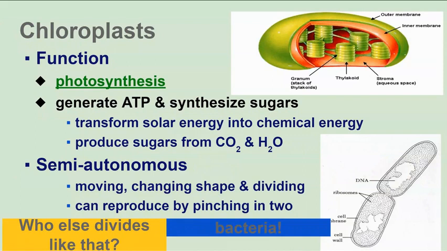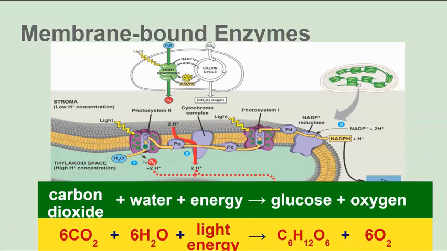Chloroplasts are also semi-autonomous, so they can move, they can change their shape, and they can divide independently. And just like mitochondria and bacteria, they can reproduce by pinching in two. So unlike our other organelles in the cell, where some other part of the cell has to make more of that organelle, chloroplasts and mitochondria can reproduce on their own.